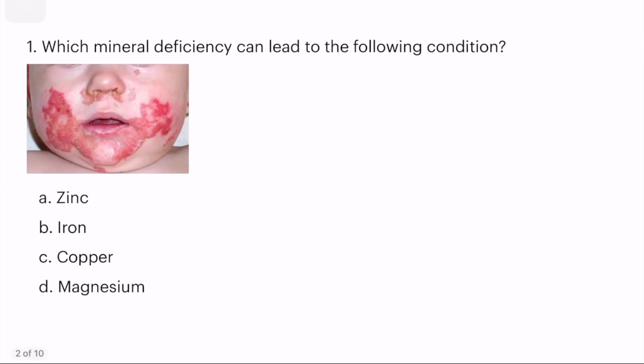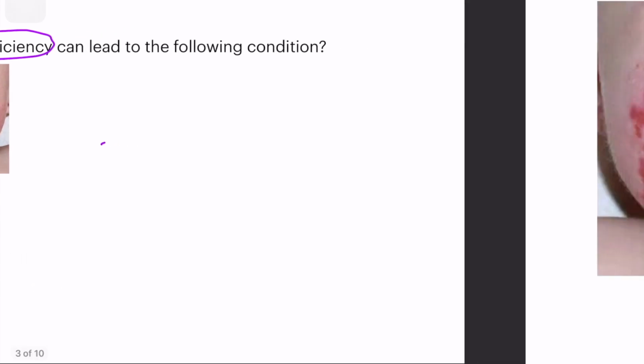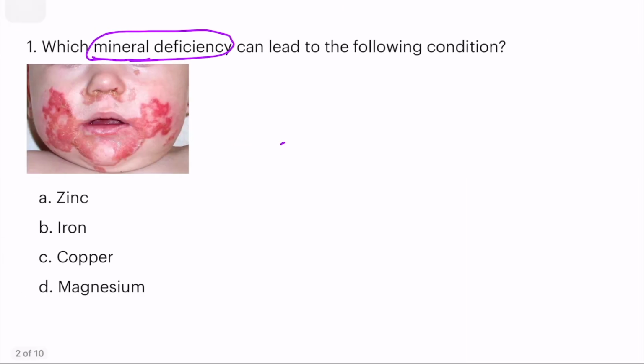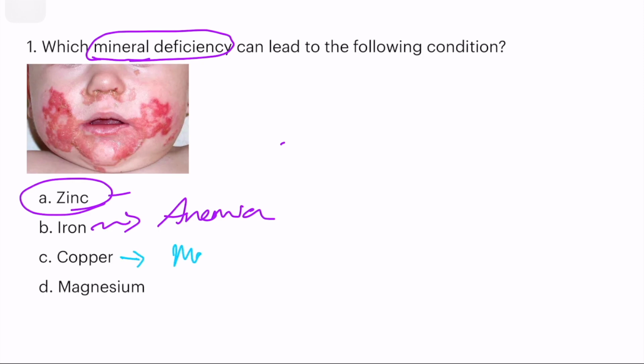So let's start with dermatology. The first question they've asked is about the mineral deficiency which leads to this condition. So this condition is acrodermatitis enteropathica, and zinc deficiency causes this condition. Iron deficiency causes anemia, and copper deficiency causes Menkes disease, and it is due to ATP7A gene mutation.